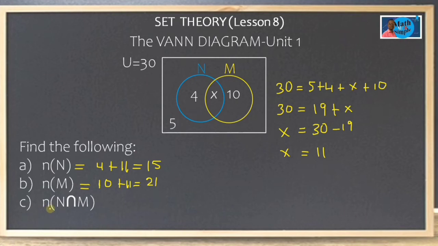And the number of members in N intersect M. If you look at the diagram, the region common to both of them is X. So X is 11, which means we have 11 as the number of members at the intersection. Okay, so let us see another problem.